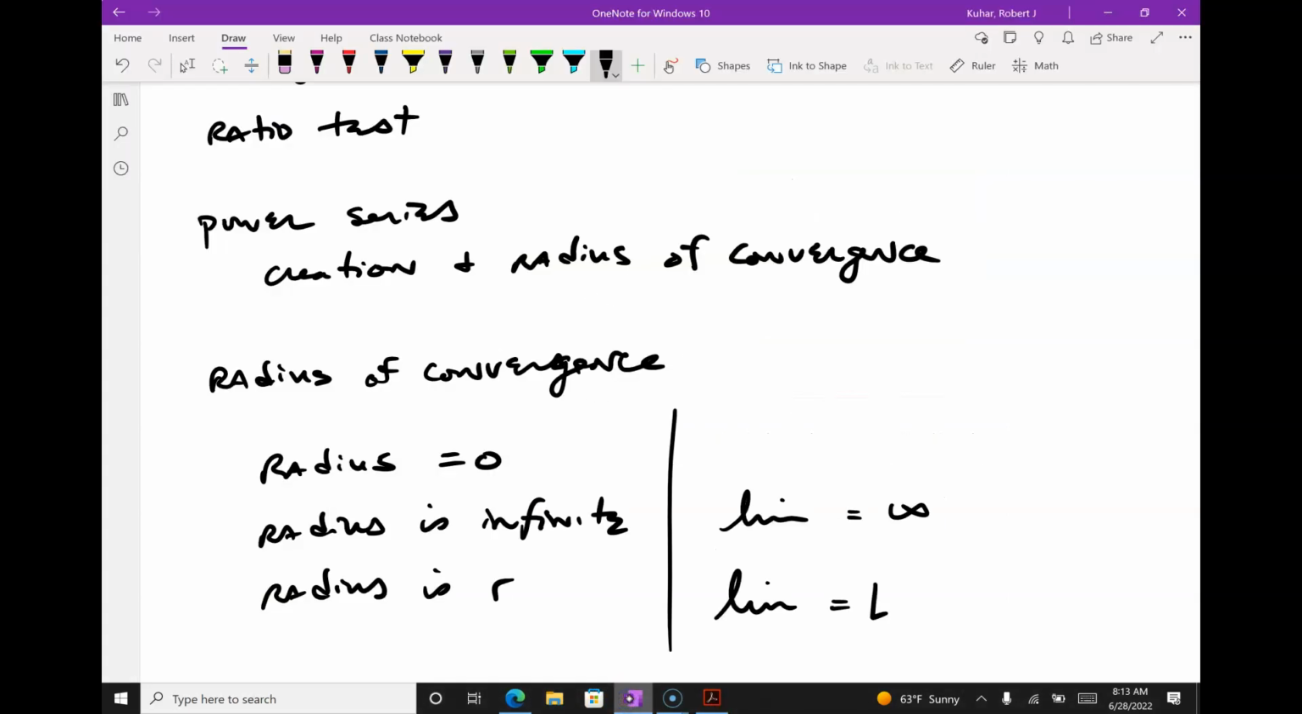Yeah, of course it makes sense. So the limit here is 0, right? So when I do that ratio test, I do a limit. If I get a limit of 0, it means that there is no radius. It's only going to work at the center.